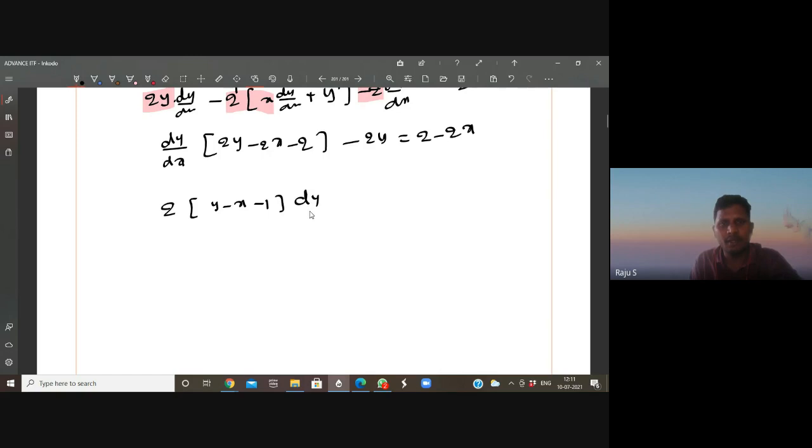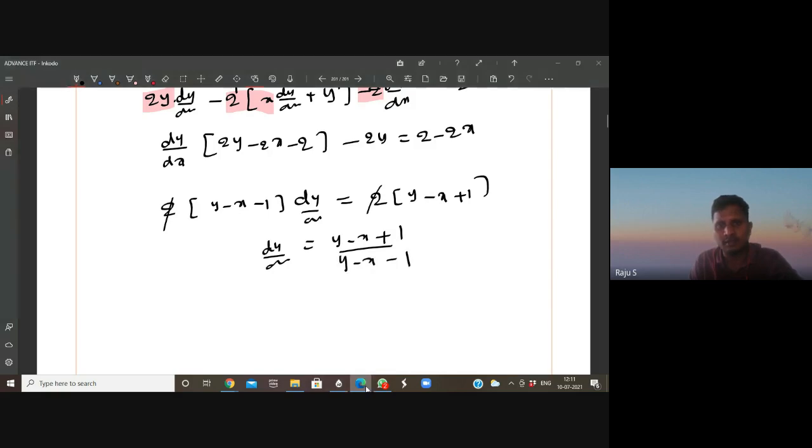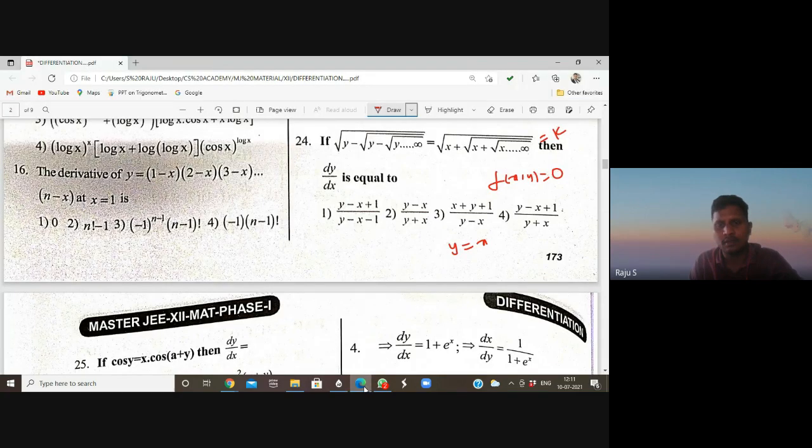Okay, dy by dx is clearly equal to this minus 2y, take right side, that is plus 2y. Again take 2 common, 2 is common, y minus x plus 1. 2 gets cancelled. So what is the dy by dx finally? dy by dx is y minus x plus 1 by y minus x minus 1. Which one? First one.